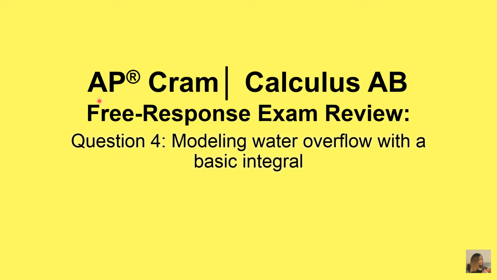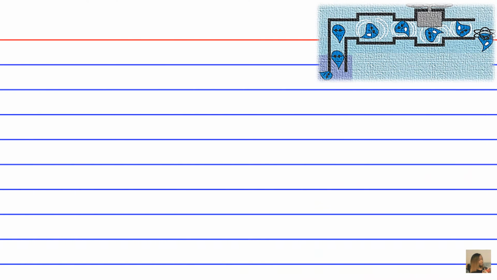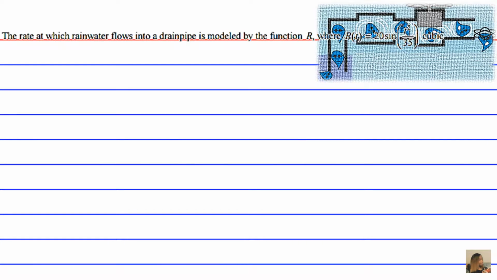AP Cram, Calculus AB, Free Response Exam Review, Question 4, Modeling Water Overflow with a Basic Integral. The rate at which rainwater flows into a drain pipe is modeled by the function r, where r of t equals 20 sine of t squared over 35 cubic feet per hour, and t is measured in hours. t is greater than or equal to 0 hours and less than or equal to 8 hours.